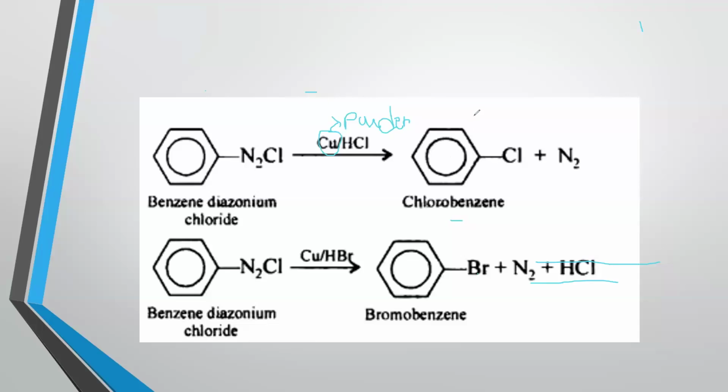Okay, we are using Cu powder, while in case of Sandmeyer, what do we use? CuCl. So this is the difference between Sandmeyer and Gattermann. Cu powder is for the Gattermann. So this question was also from the GPAT 2023 May. This question was there.